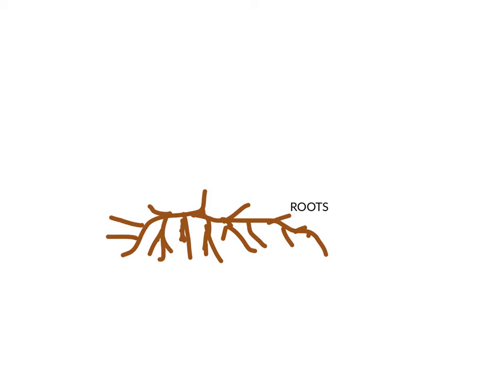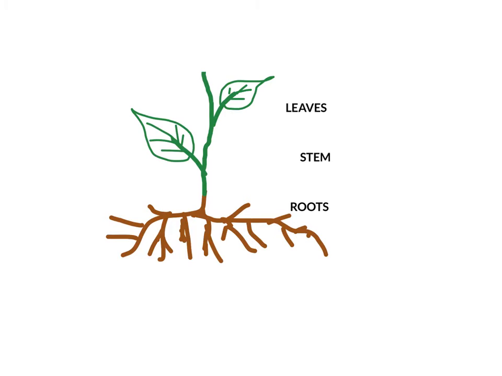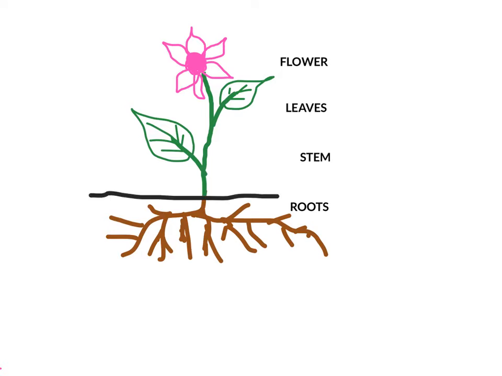So first of all, we have the roots. Then we have the stem. We have leaves. And we also have a flower. Each of these parts has its own very special job to do.